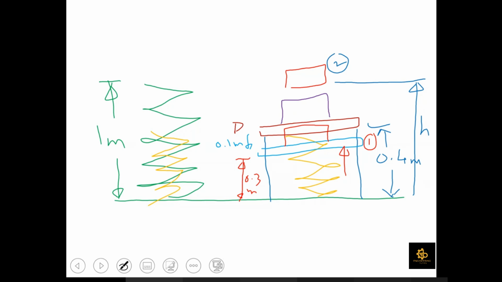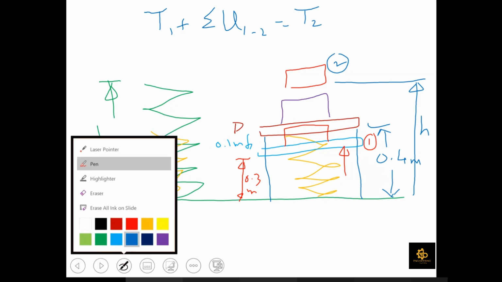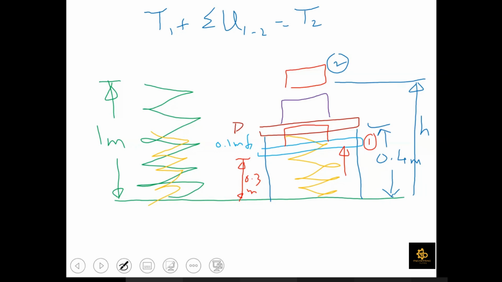Applying the principle of work and energy here, T1 plus summation U1 to 2 should be equal to T2, where T1 is the initial kinetic energy of the block. We are applying the principle of work and energy on the block. So the initial kinetic energy of the block plus work done by all the forces on the block should be equal to the final kinetic energy of the block. The first question is, what is the initial kinetic energy of the block at position 1? 0. Since the block is being released from rest, the initial kinetic energy is going to be 0.